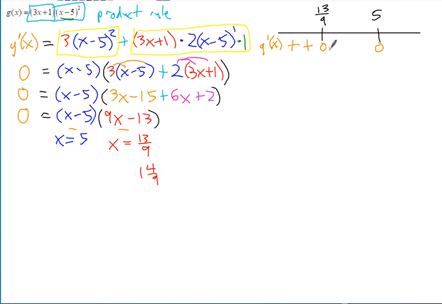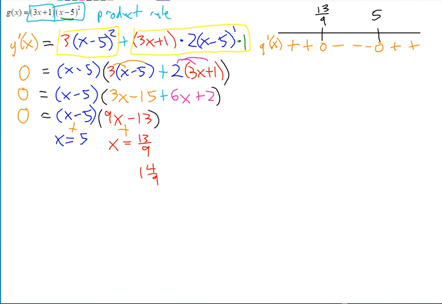In between 13 over 9, remember that's 1 and 4/9, and 5, you could choose 2, 3, or 4. Let's say we choose 2. 2 minus 5 is negative. 2 times 9 is 18, minus 13 is positive. So negative times a positive is negative. And something greater than 5, like 6. 6 minus 5 is positive. 6 times 9 is 54, minus 13 is positive. Positive times a positive is positive.